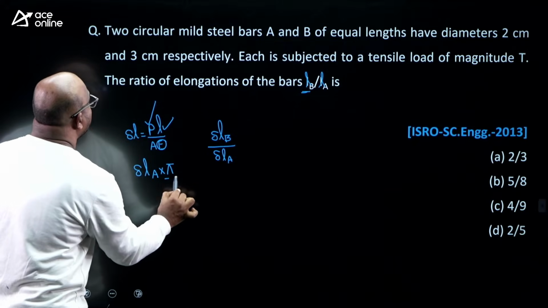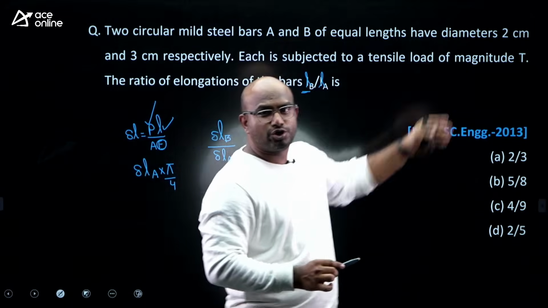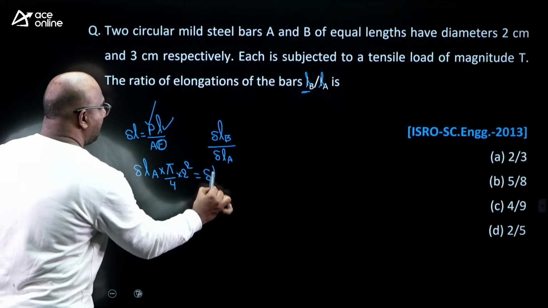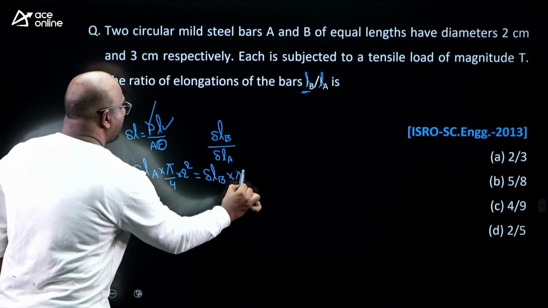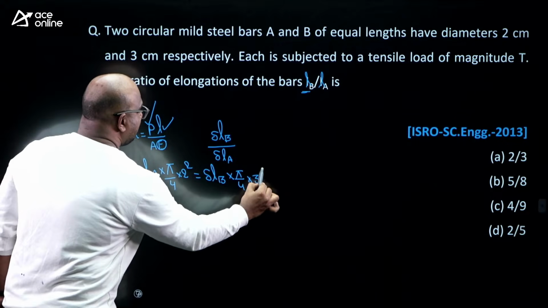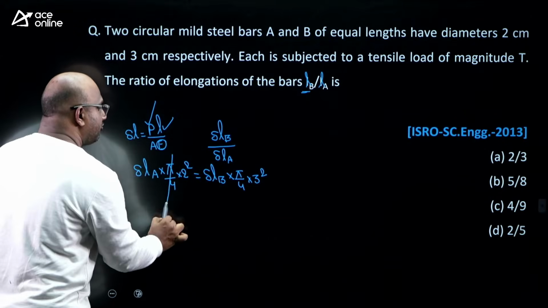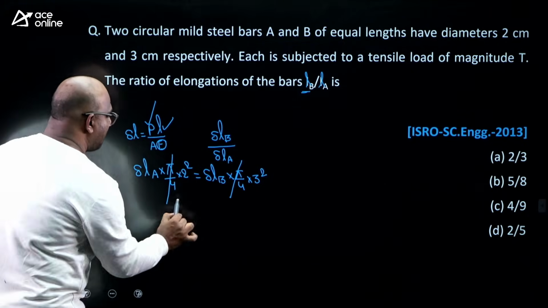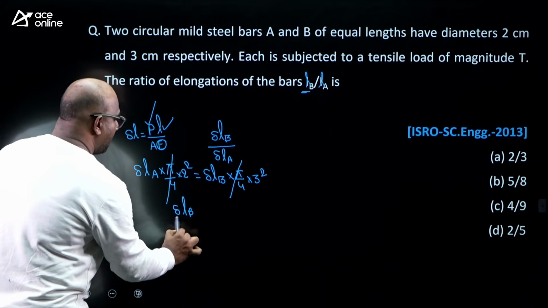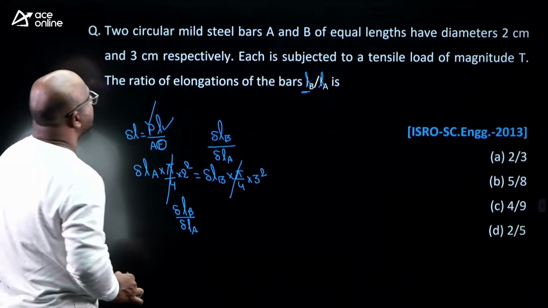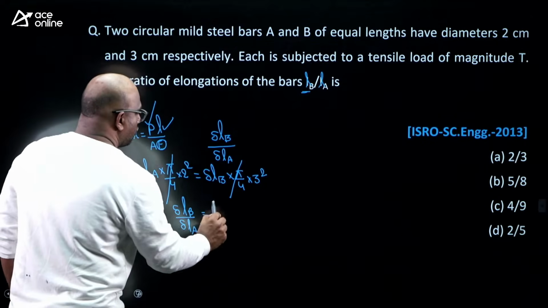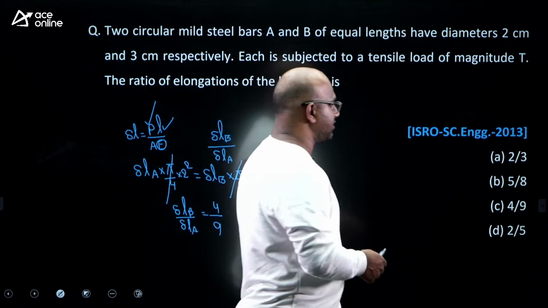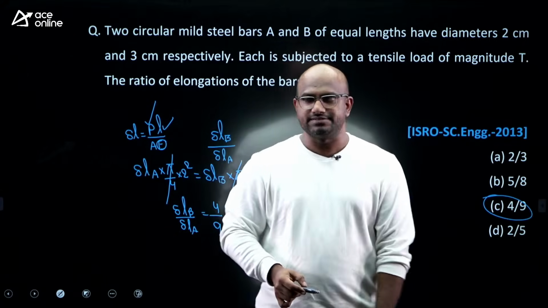that is, the area of the first one is pi by 4 into 2 square, must equal delta LB into pi by 4 into 3 square. Now pi by 4 and pi by 4 get cancelled. So delta LB by delta LA equals 4 by 9. Which option is matching? Option C is matching here.